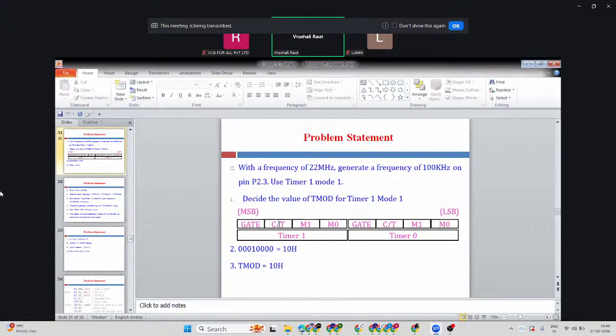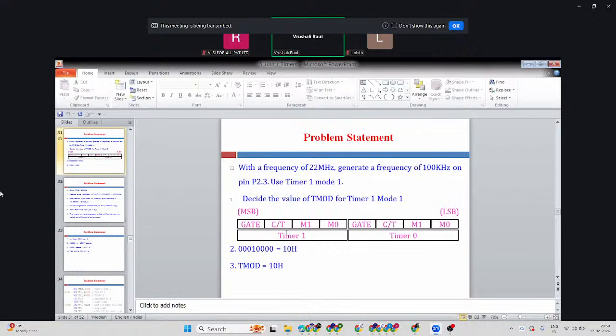What will this bit be? As we are using timer, so C/T bar, this bit becomes 0. And as we are going for software delay, this also becomes 0. So when you are using timer 1 in mode 1, this becomes 0, 0, 0, 1, and all the remaining 4 are 0. 0001 means 1 and 0000 means 0. So what in hex are you giving to TMOD? TMOD becomes 10H.